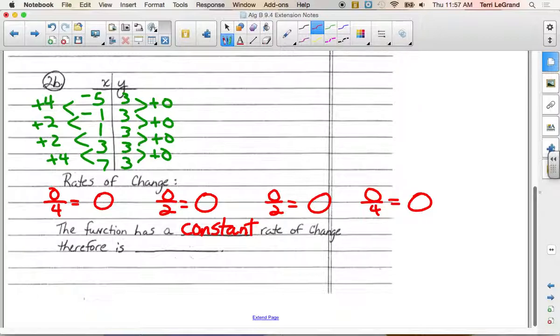No. Yeah. Okay. So is this linear or non-linear? It is linear. In fact, what kind of a line would this be? Well, it's a straight line, but what kind of a straight line? No change. Think of no change. It'd be a horizontal line, absolutely. No change going on.